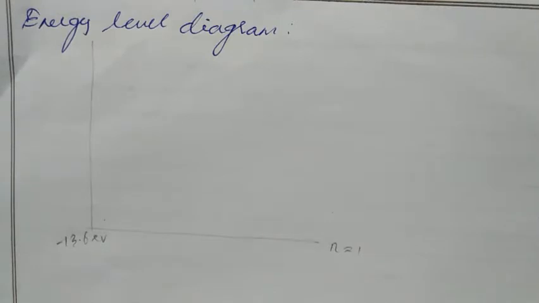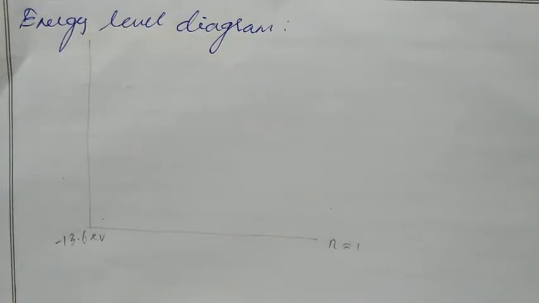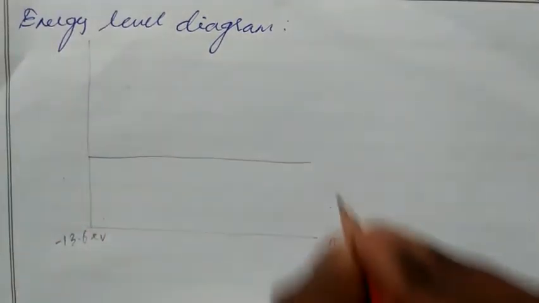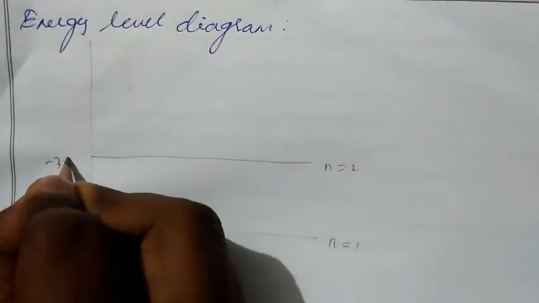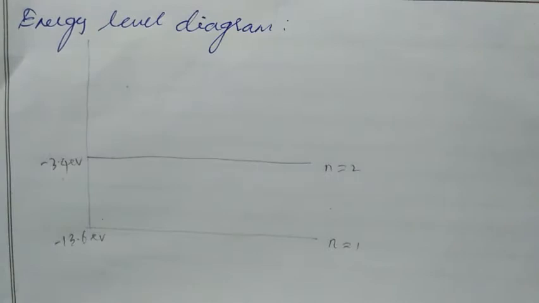Then our energy level changes further. For the second value, minus 13.6 into 1 square by 2 square, for the second orbital, the energy level is minus 1.51 electron volt. Okay, sorry, for the second level we have minus 3.4 electron volt. So this is minus 3.4 electron volt for the second orbital. Then again we substitute another value.